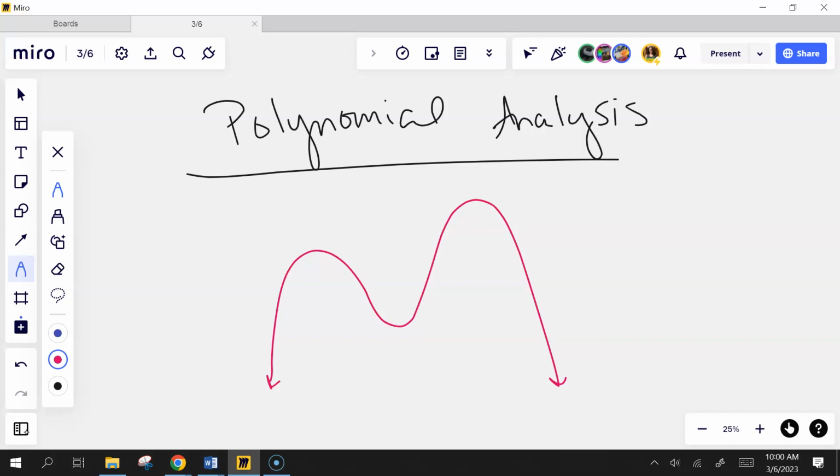Now, because they're going down, that tells me that my leading coefficient is what? Positive or negative? Negative, that's right. If they both went up, it'd be positive. If they both go down, it'd be negative. Okay? All right, now let's talk about some important points here on this graph.